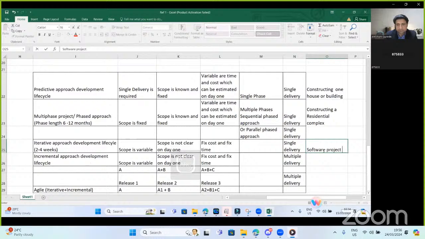So in iterative, there could be changes in the scope of the project. So therefore, you cannot really... Yes, the customer is dreaming. He is dreaming: I need this feature and that feature. So you just start with something.